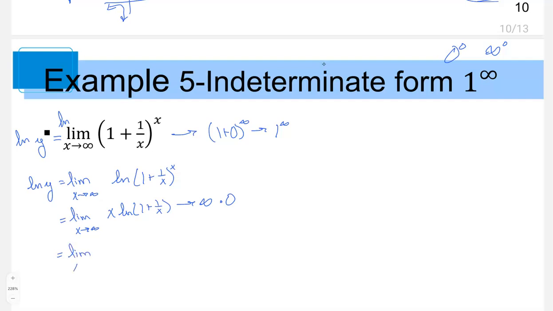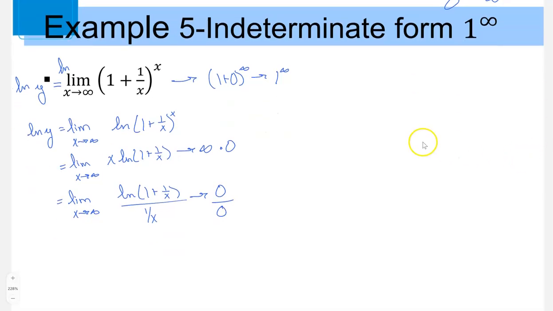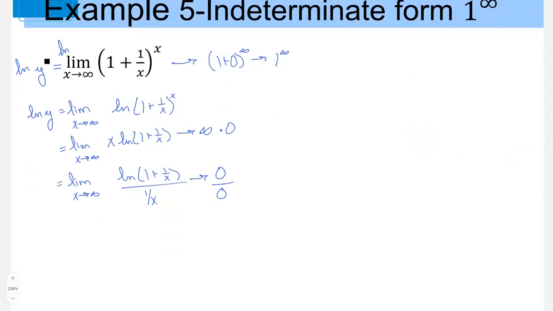So I'm going to take the limit as x approaches infinity, and I'm going to rewrite this limit as ln of 1 plus 1 over x, and instead of multiplying by x here, I'm going to divide by 1 over x. Because now, as x goes to infinity, this is heading to 0. ln of 1 is 0. And as x goes to infinity, that denominator is heading to 0. So now I'm in the form to use L'Hopital's.